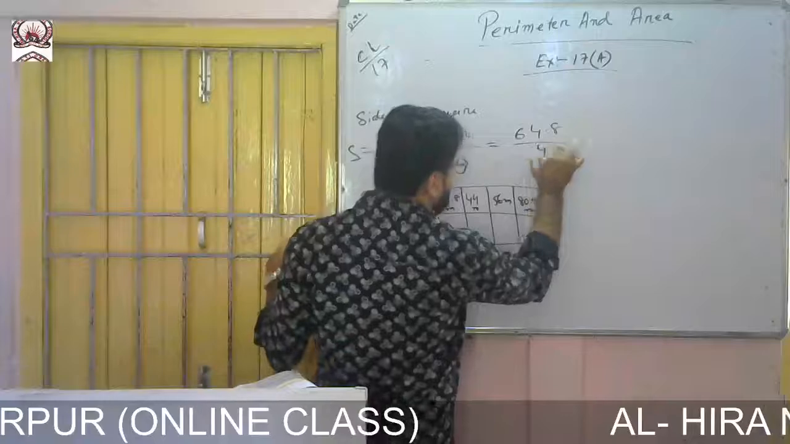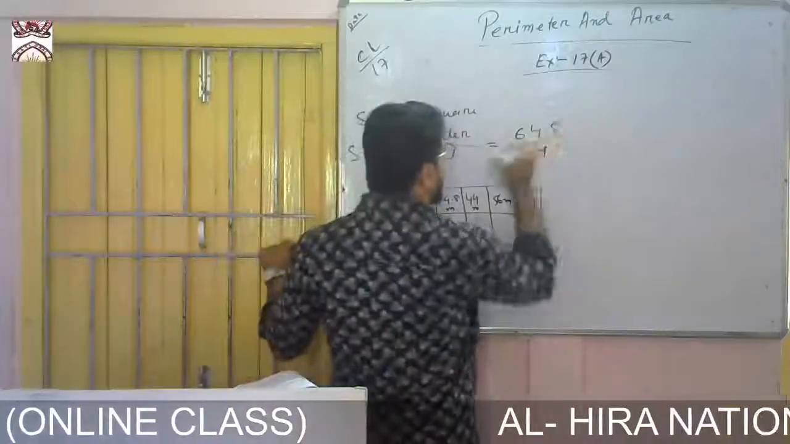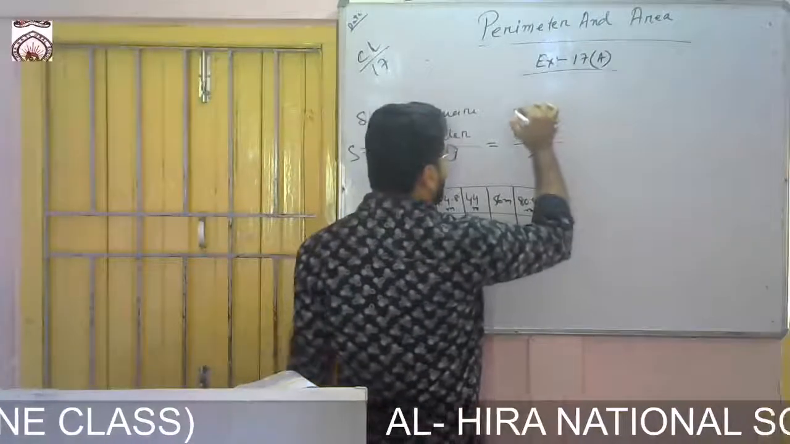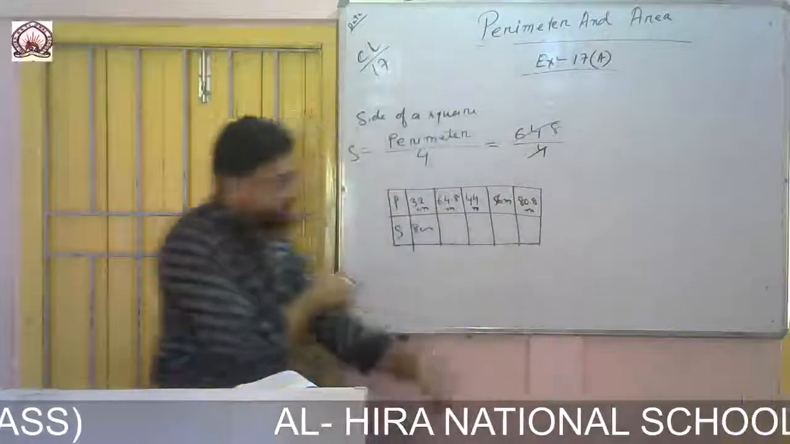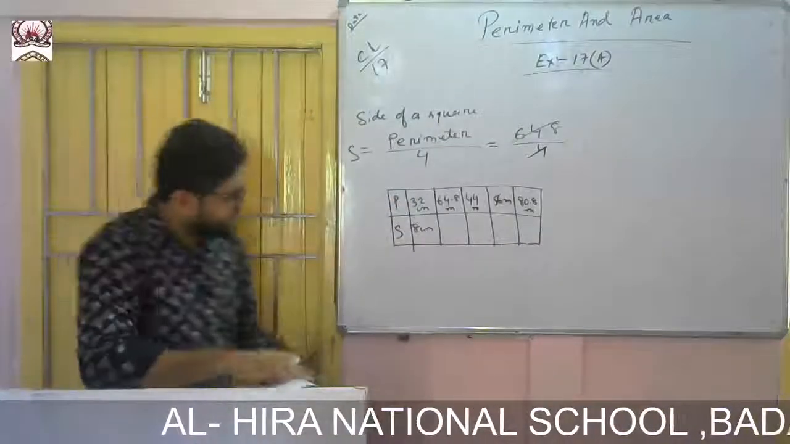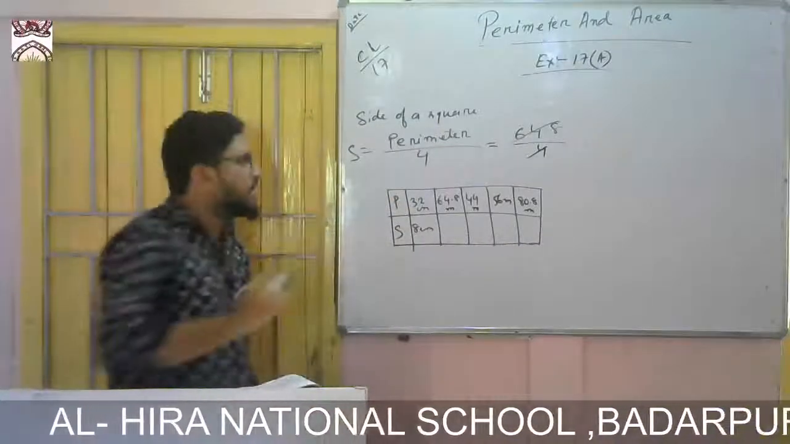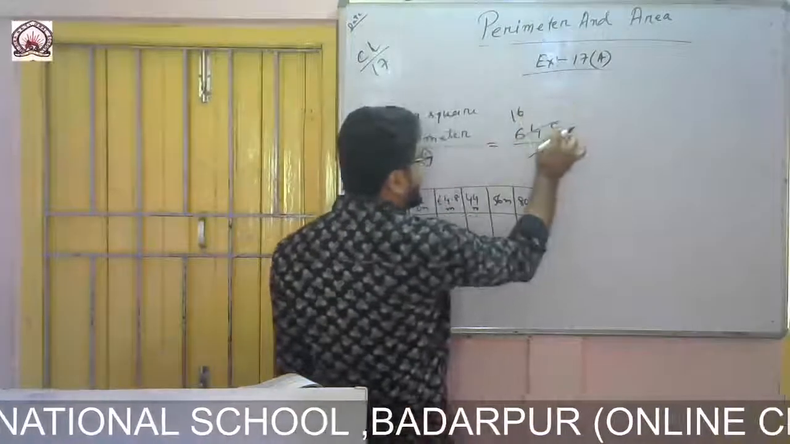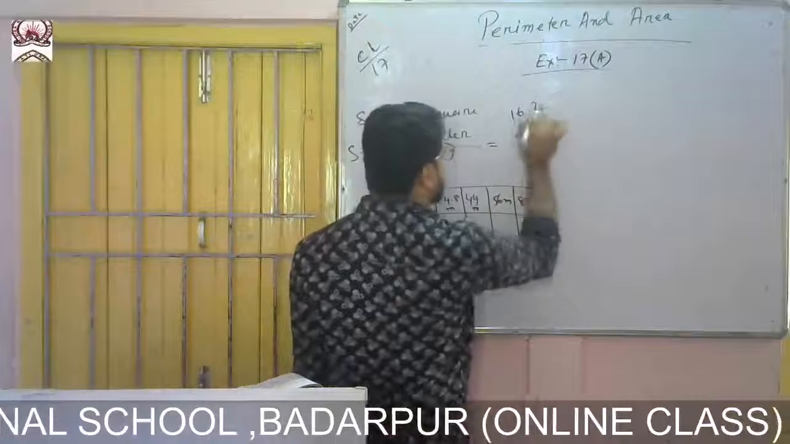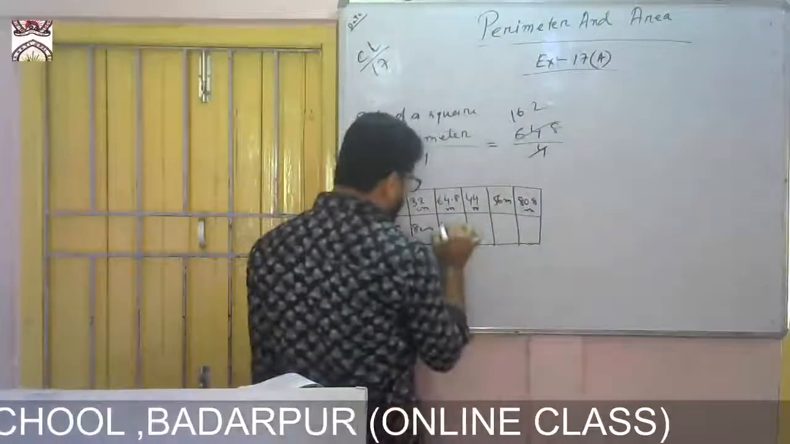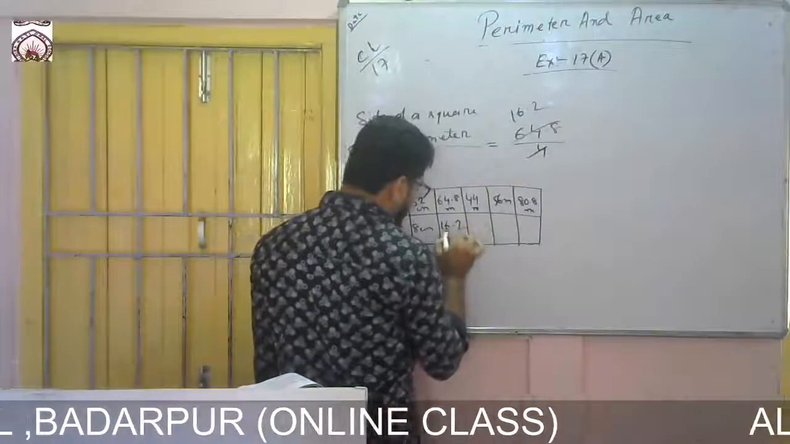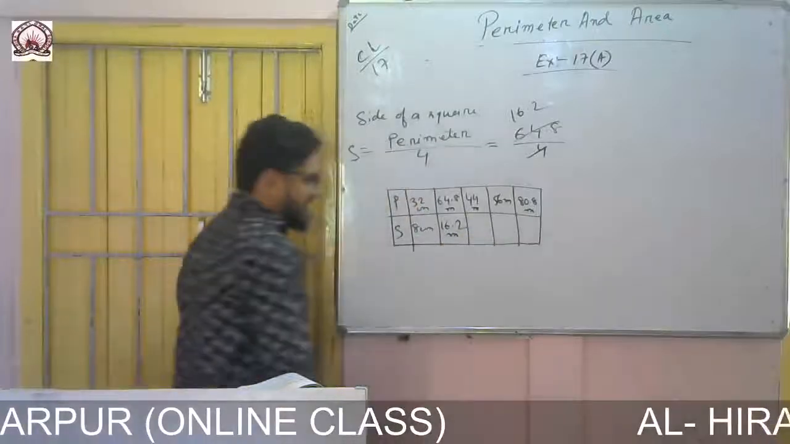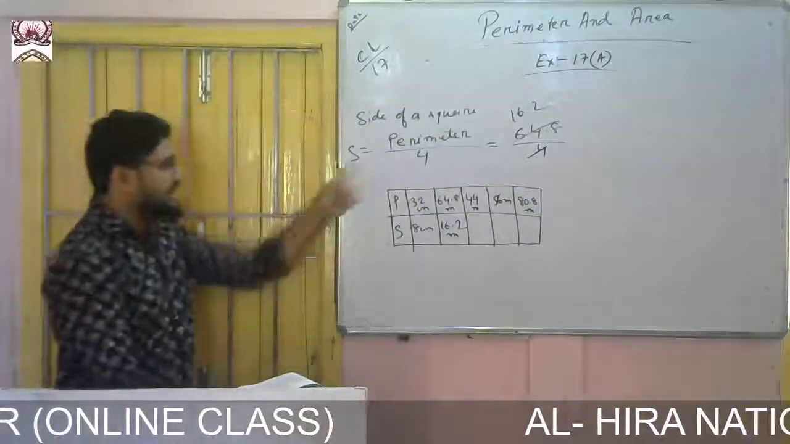Now 64.8 divided by 4. 4 sixteens are 64, the remainder is 8, and 4 twos are 8. So it is 16.2. The side will be 16.2 meter.